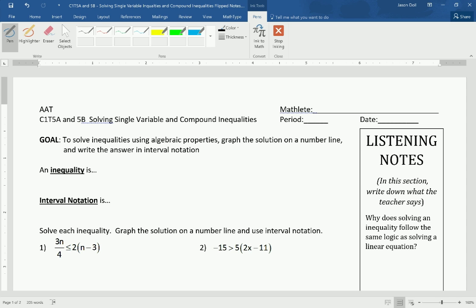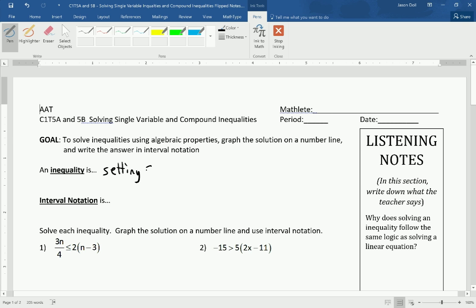Well, an inequality is really just setting two quantities not equal, right? It's pretty straightforward. We have four inequality symbols, right? We've got less than and greater than, less than or equal to, greater than or equal to.